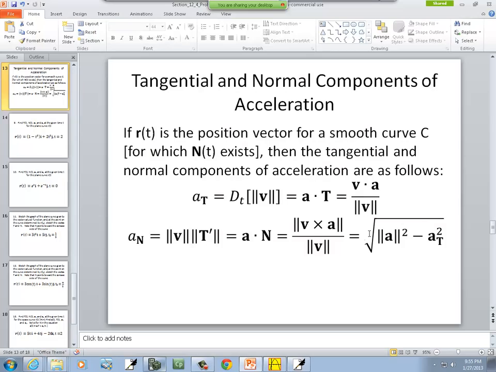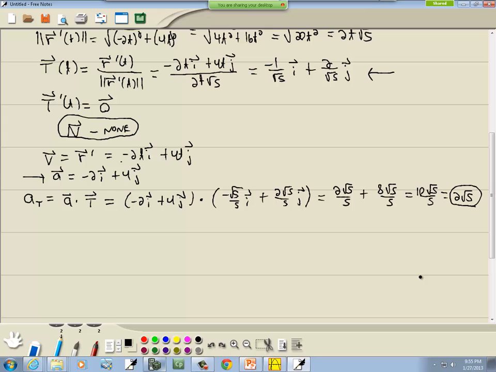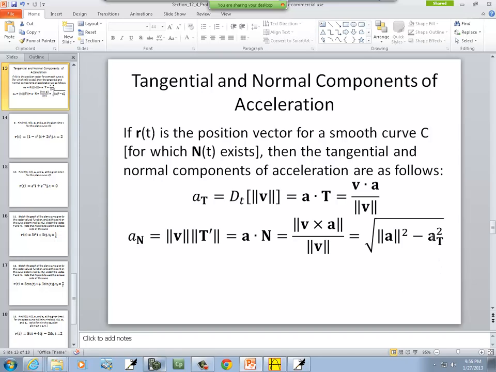Okay. Now the other one, and like I say, there's different ones you can choose. Probably this very last one is always going to be the easiest one. This says we need the magnitude of a. So let's find that. So the magnitude of a is going to equal the square root, and here's a. So we got negative 2 squared plus 4 squared, which gives us 4 plus 16, which is 20, which gives us 2 square root of 5. We also need the one up here, which we have, so that's no problem.